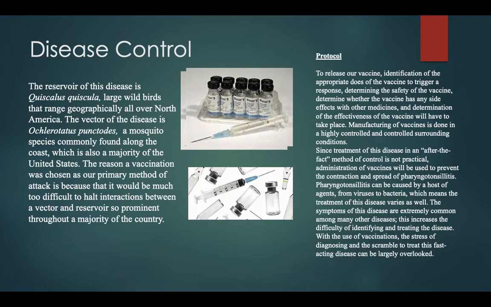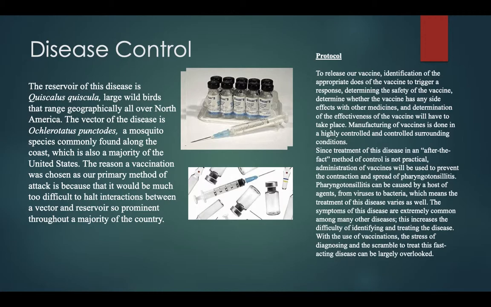Disease control of pharyngeal tonsillitis. The reservoir of this disease is Culex kukla, large wild birds that range geographically all over North America. The vector of the disease is Euchlops punctus, a mosquito species commonly found along the coast, which is also a majority of the United States.